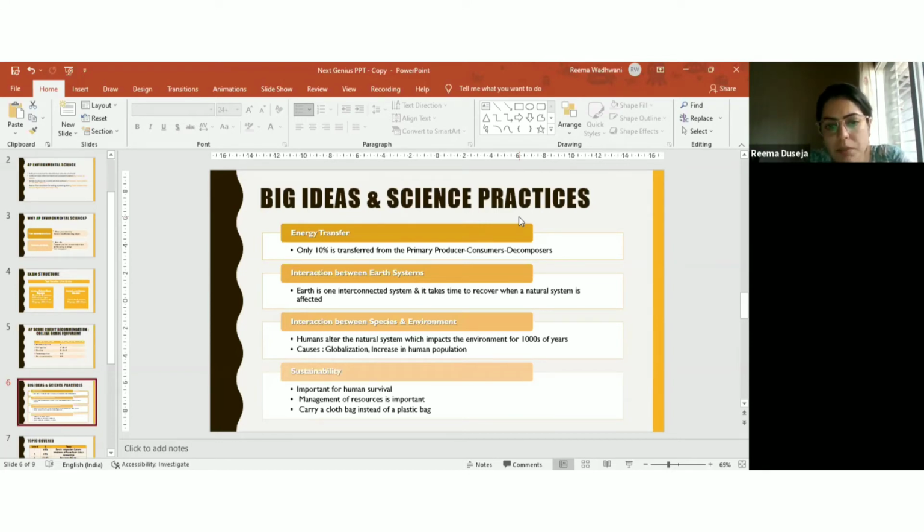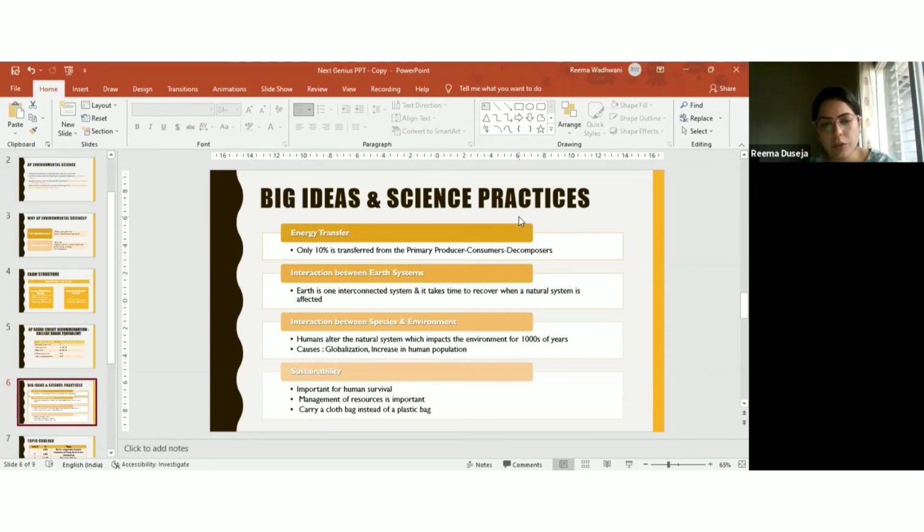Interaction between Earth systems and between species and environment is in itself interlinked. The Earth is one interconnected system, and it takes time to obviously recover when a certain natural system is affected, right? So humans alter this natural system and it takes thousands of years to recover itself. The causes would be increasing human population, globalization, air pollution, all of that, which is affecting the environment.